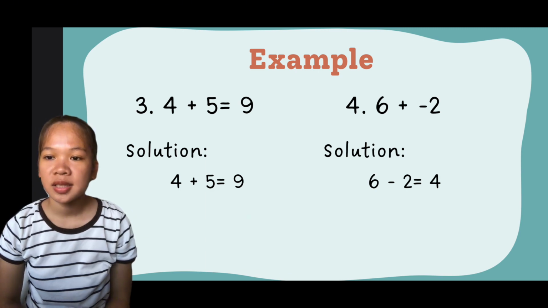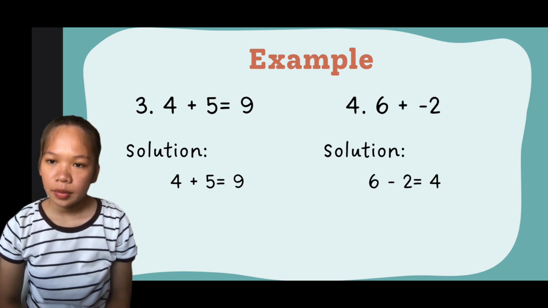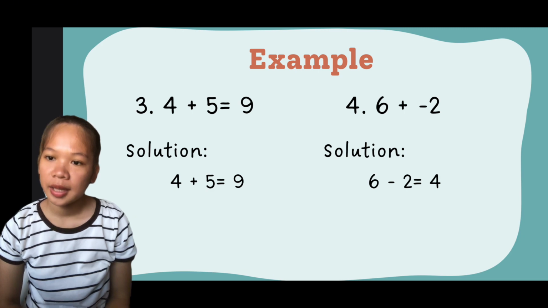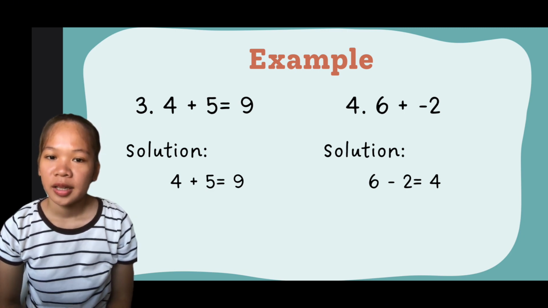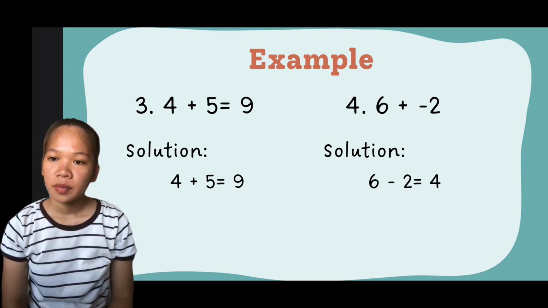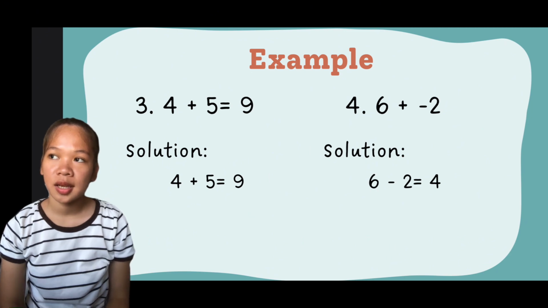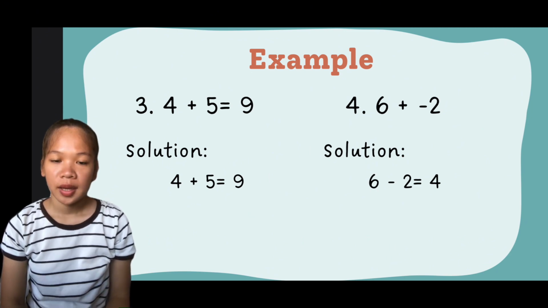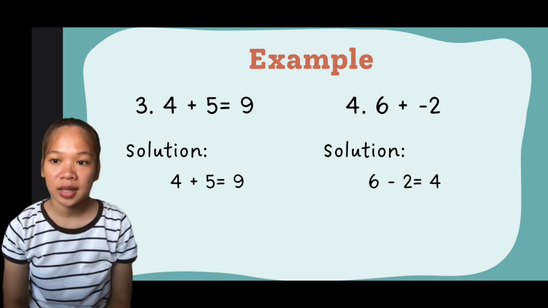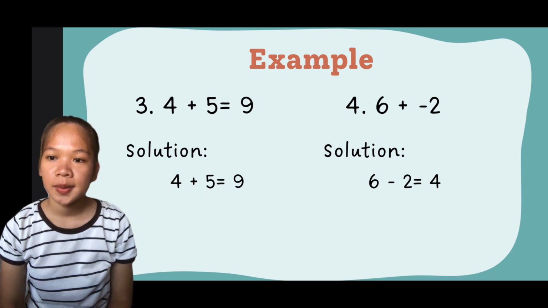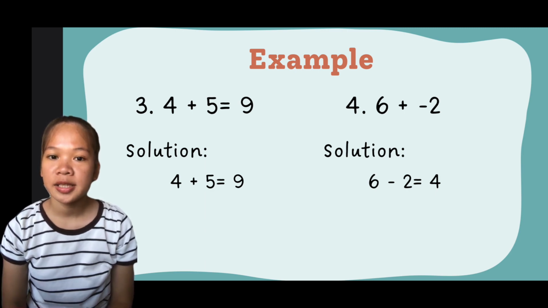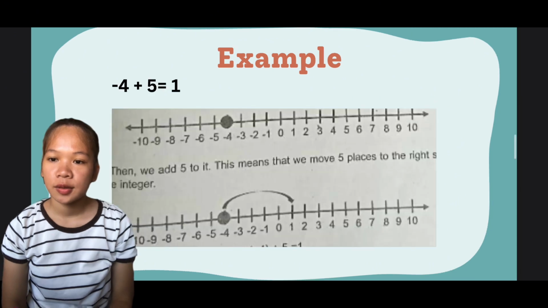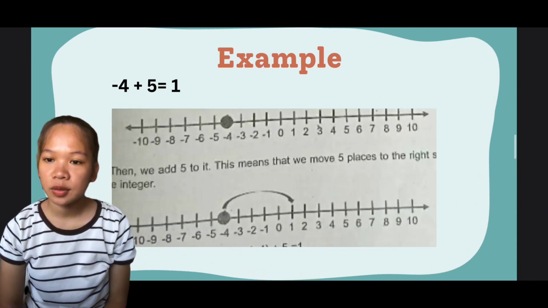And then in number 4, we have also different signs. Positive 6 plus negative 2 equals 4. Because magkaiba sila ng sign, so we're going to subtract, no? Then follow the sign of the biggest number, which is 6 minus 2 equals 4, and the sign is positive. So, we have here also an example, no, sa baba.